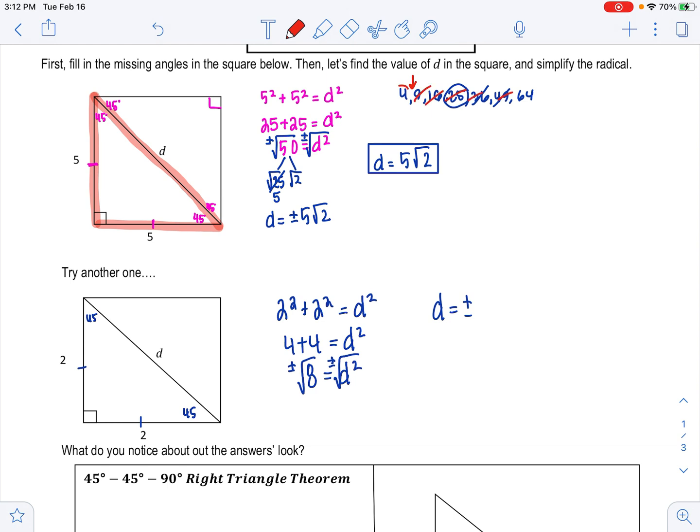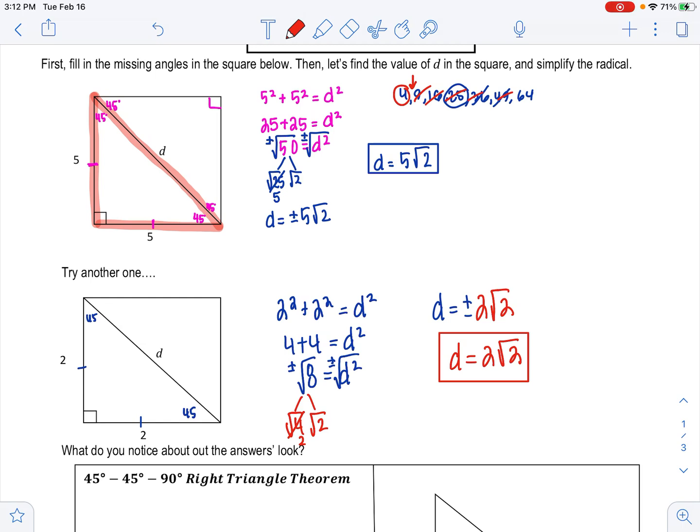Let me do a different color here. 8 falls right here, so I don't have to worry about any of these. 4 goes in there. So I'm going to say, okay, well, 4 goes into 8 how many times? Twice. And I know the square root of 4 is 2. So D is plus or minus 2 root 2. But remember, it's a diagonal, it's a length. So it's just 2 root 2. All right, so we've done 2.